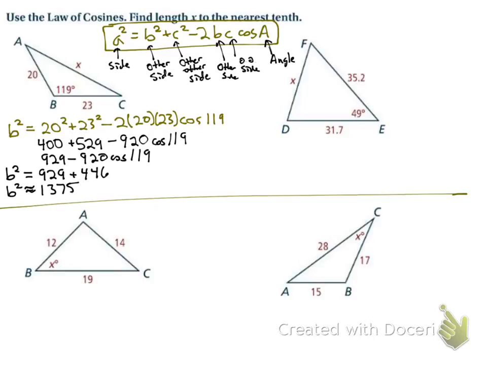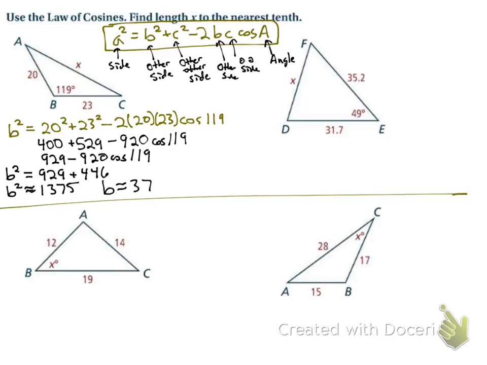Then you take the square root, because we look and we go, oh, the side's 1300. It's a little big when the other two sides are 20 and 23. Probably not. So b comes out to be approximately 37.1. We'll round to the whole digit so we don't argue.